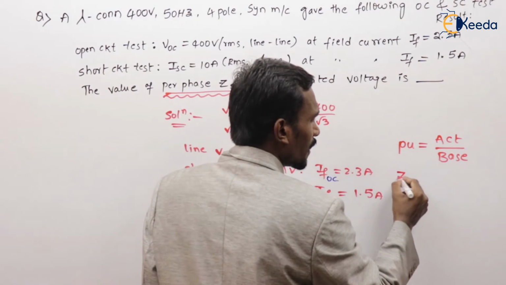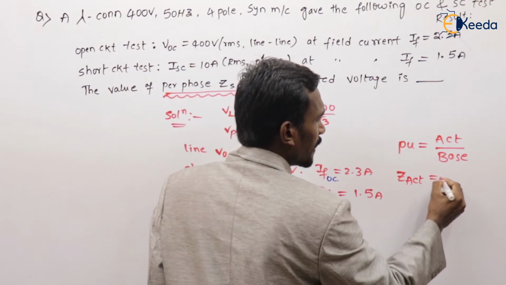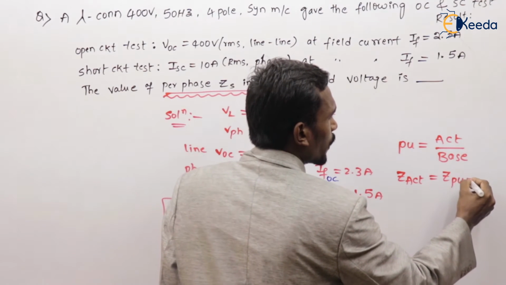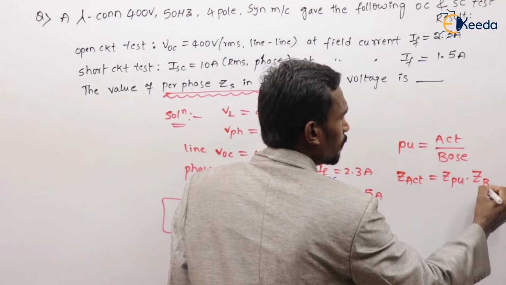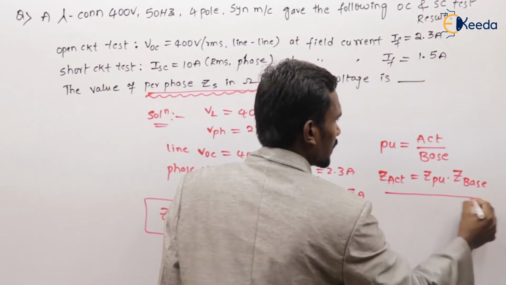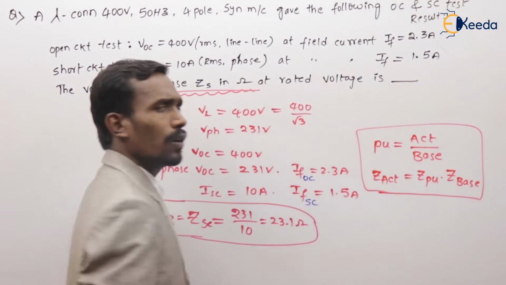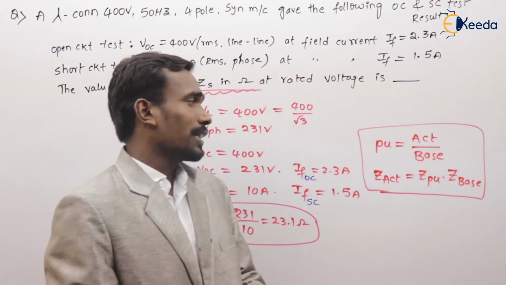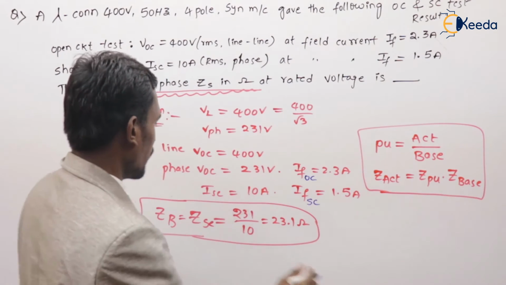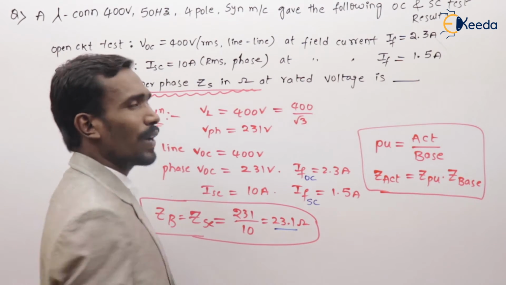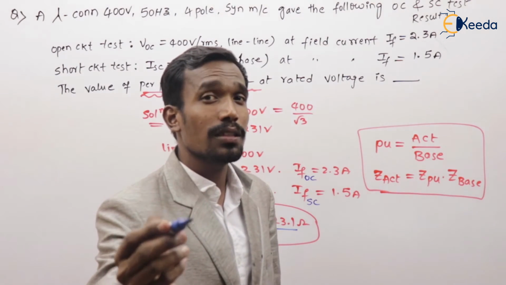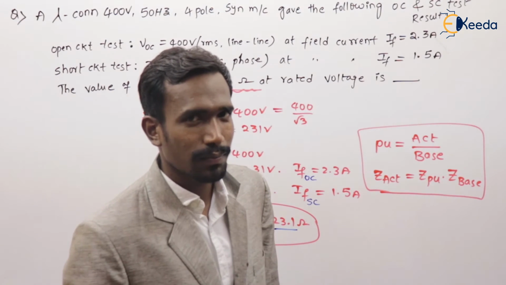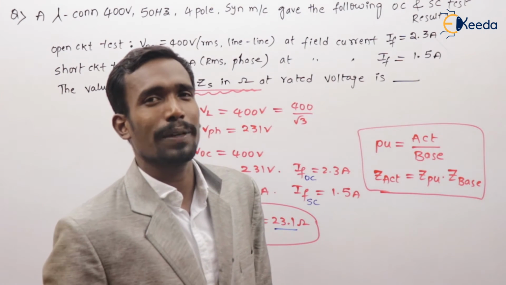What is the actual impedance? Actual impedance is equal to per unit impedance multiplied by base impedance. Now tell me, what is our answer? This is the base impedance. Now we have to find the per unit impedance. How can we find the per unit impedance?